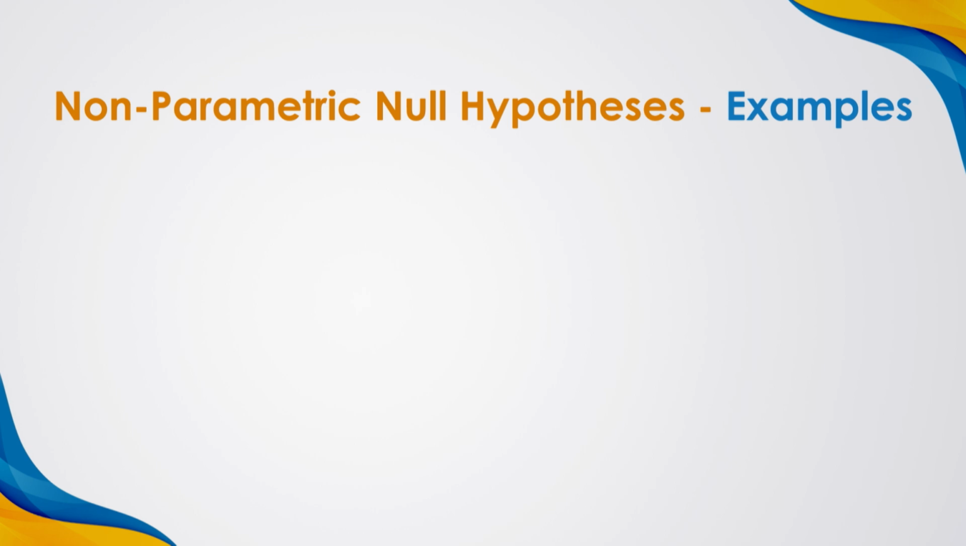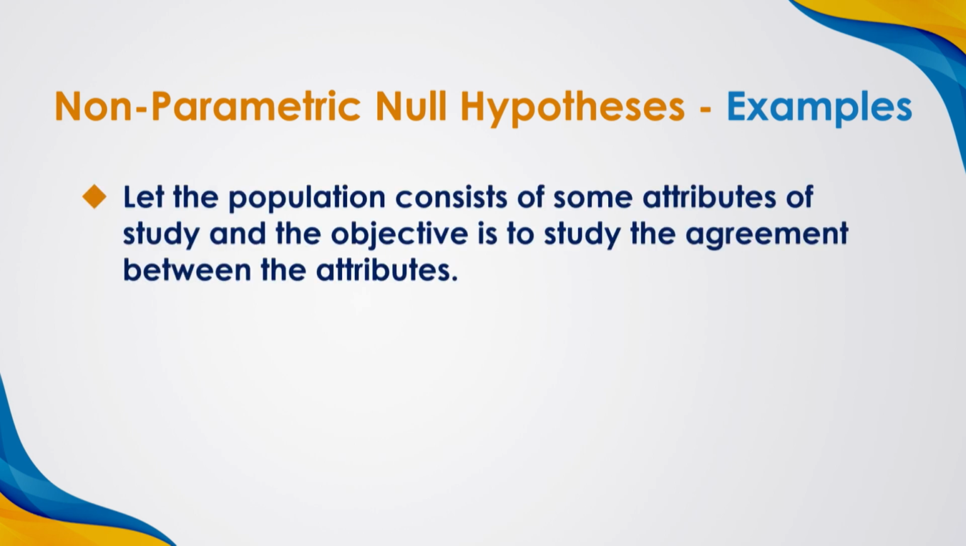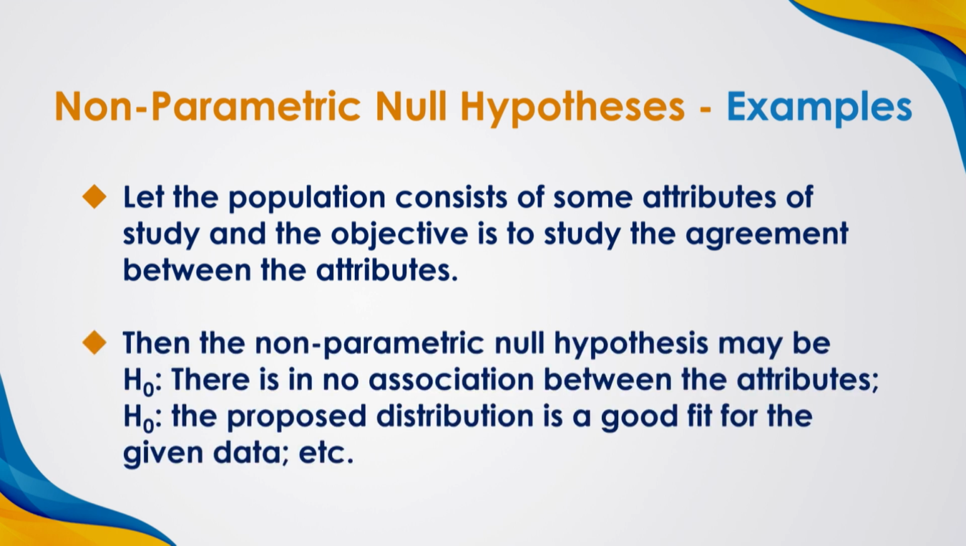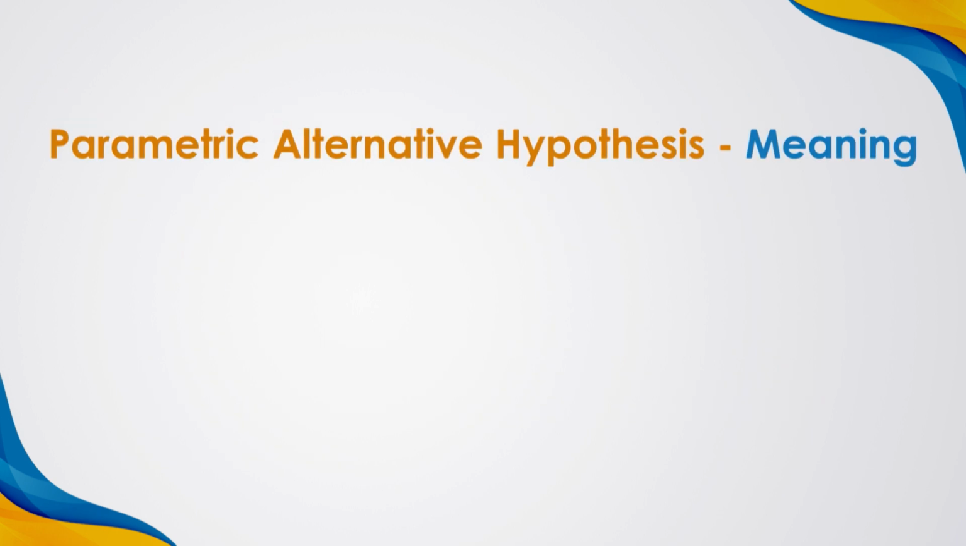Now, coming to the examples, let the population consist of some attributes of study, and the objective is to study the agreement between the attributes. For instance, the null hypothesis may be that there is no association between attributes, or that the probability distribution is a good fit. When you say something like that, those statements you call a non-parametric null hypothesis. So, this is the example.